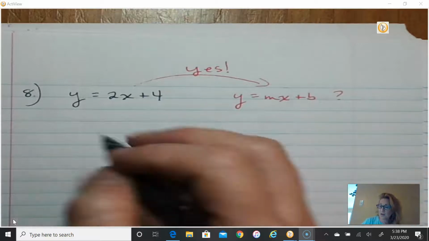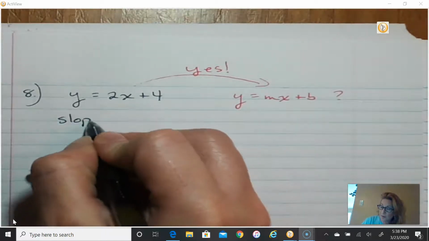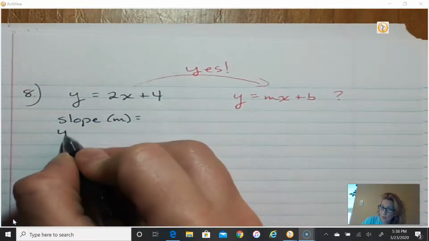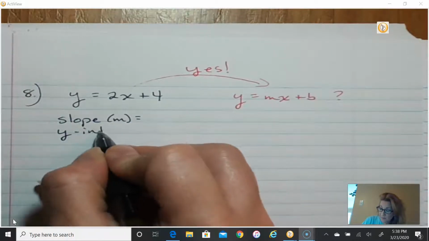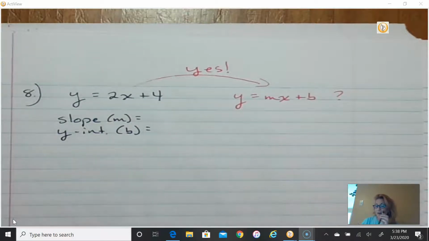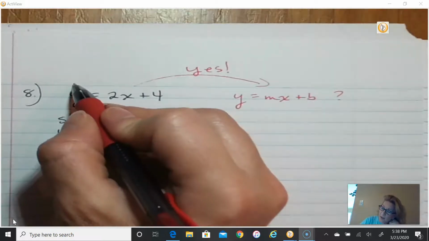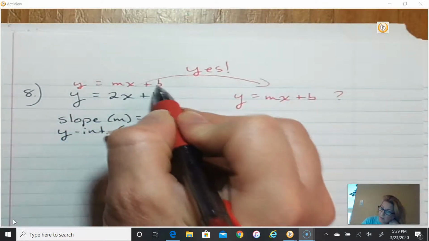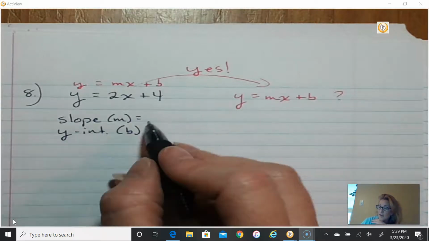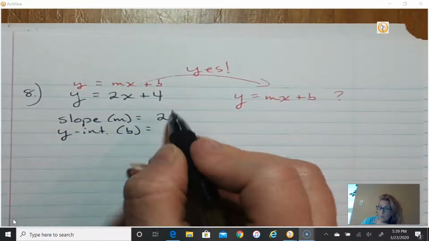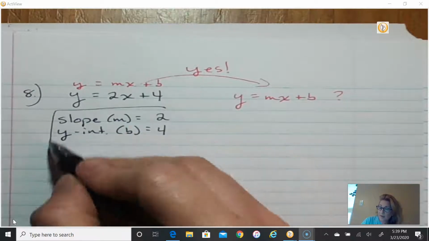So now all you need to do is tell me what the slope is, which is m, and the y-intercept, which is b. Okay? Now remember, if you don't remember which one's which, write it right above it. So now you know that the slope is 2 and the y-intercept is 4. And there's your answer.